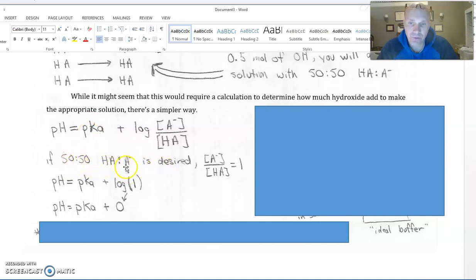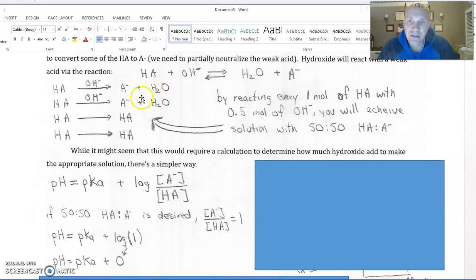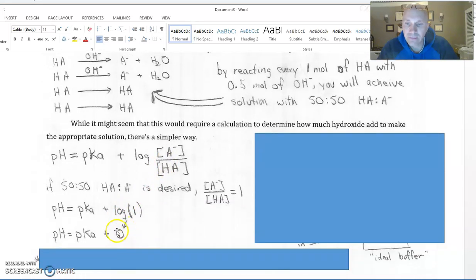In our buffer solution, remember that we want to have a 50-50 mixture of the conjugate base and acid. If you have a 50-50 mixture of these, the ratio of A minus to HA would be 1. If you put 50 in the numerator and 50 in the denominator, anytime these are equal to each other, that ratio equals 1. So we could plug that into this equation right here. We would say the log of 1, and the log of 1 is 0.